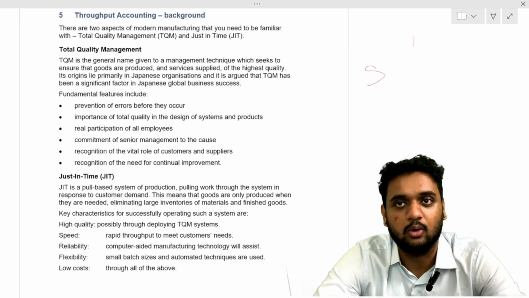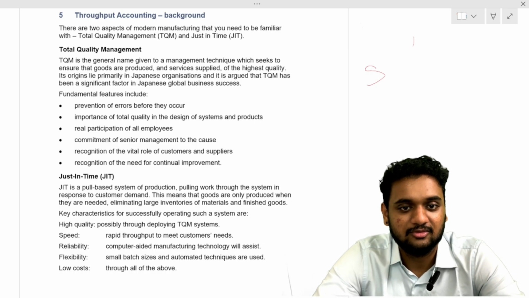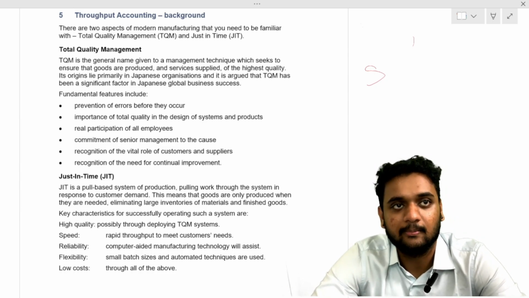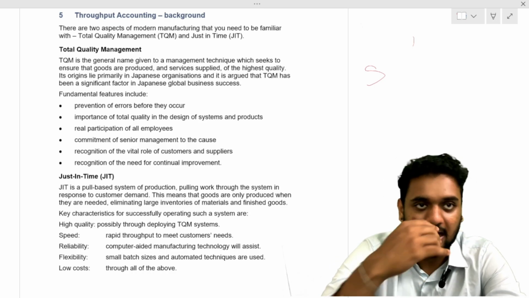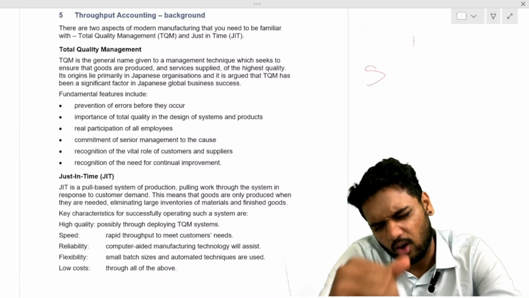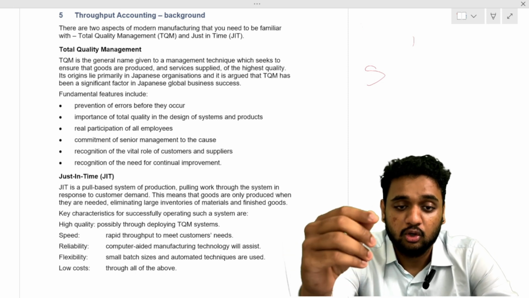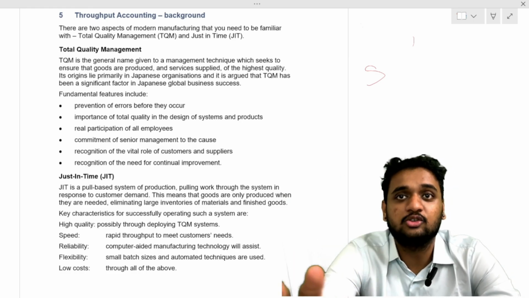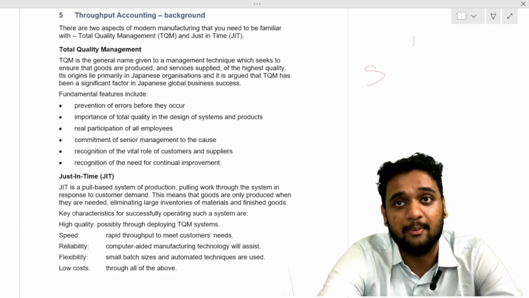Here you have to know that total quality management is a management technique which ensures that whatever goods we produce are of the highest quality. It is not only that; in your real life also, whatever you do, let it be that you are helping your parents dry clothes on the terrace, make sure you do it with perfect quality. This is a technique followed by the Japanese.